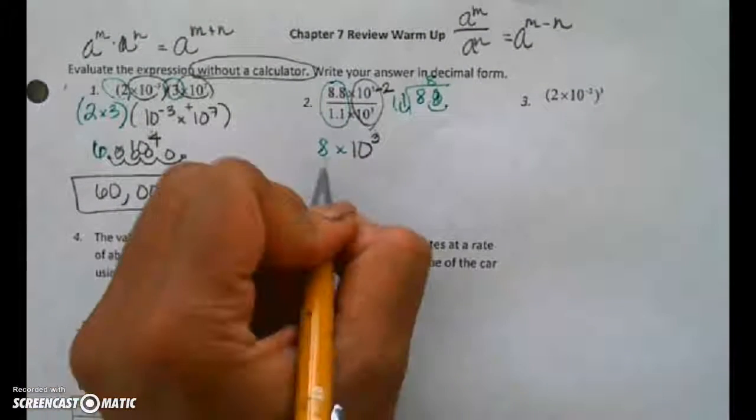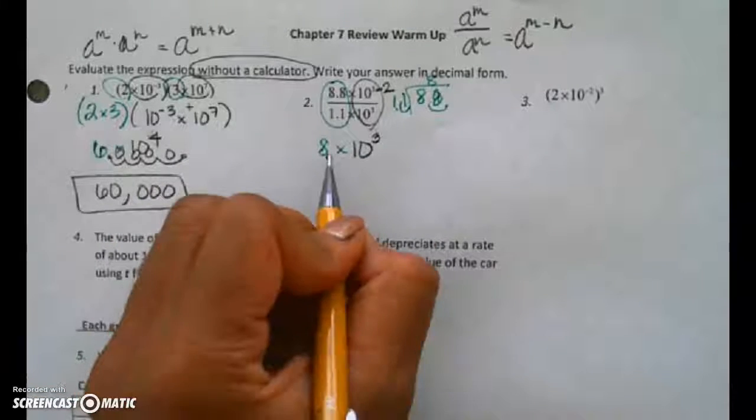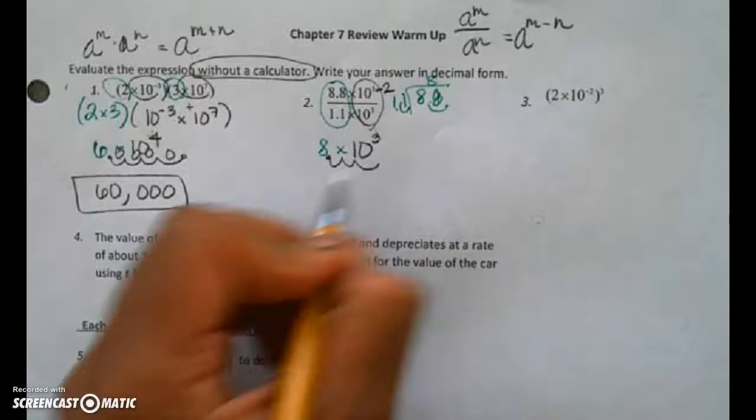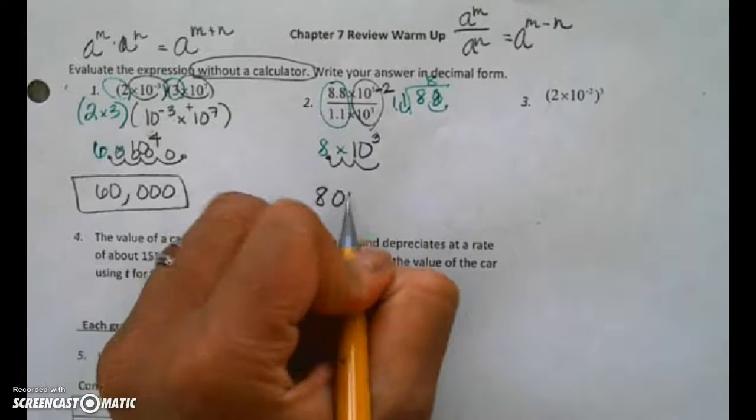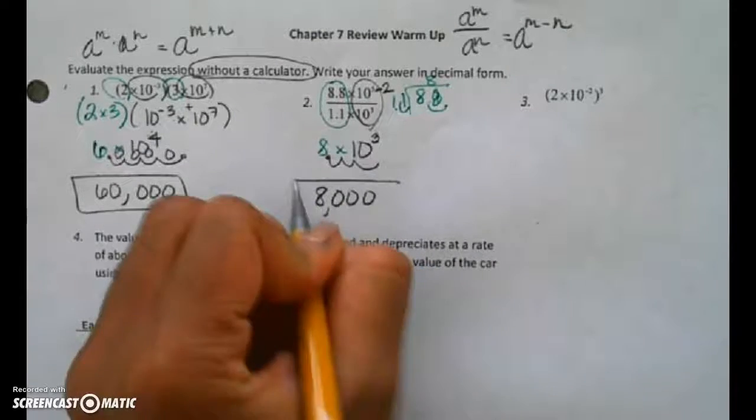Going to give me a decimal point here, so I'll put it at the end and move it over 1, 2, 3 places. So that gives me 8,000.